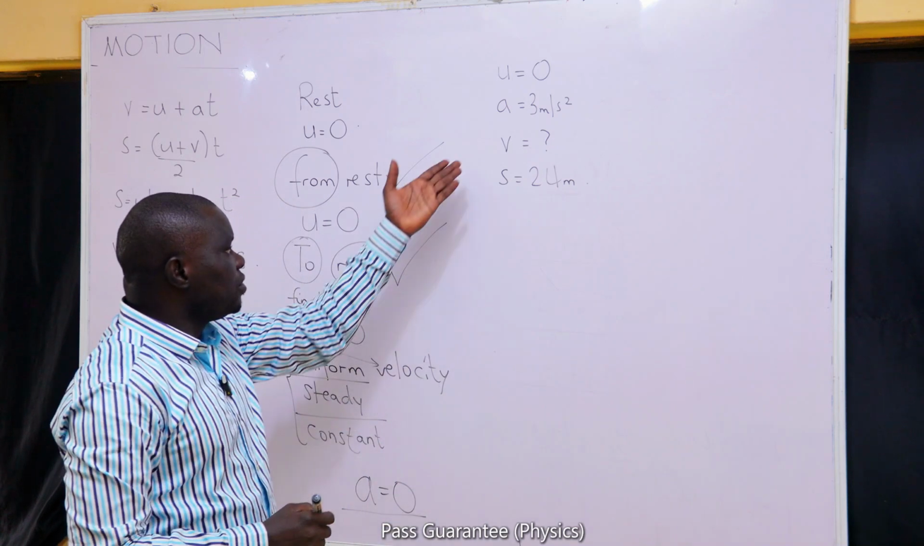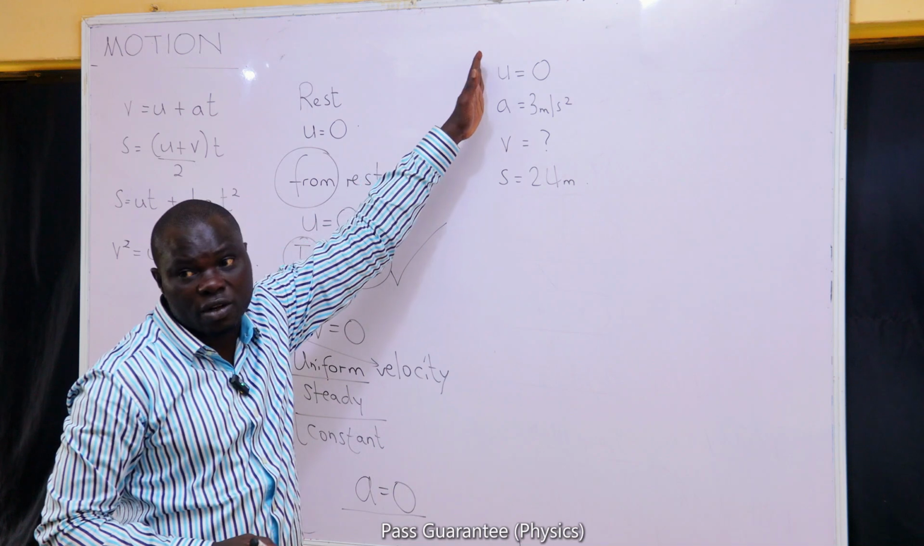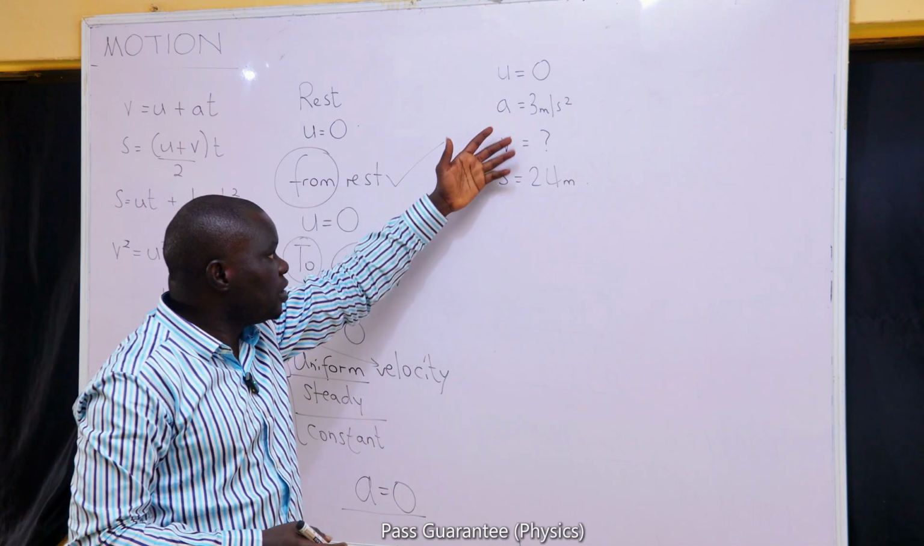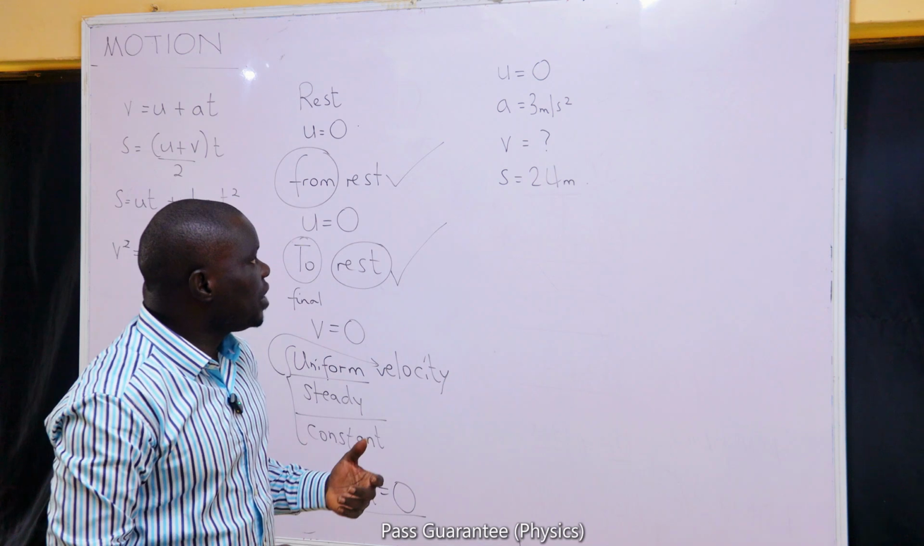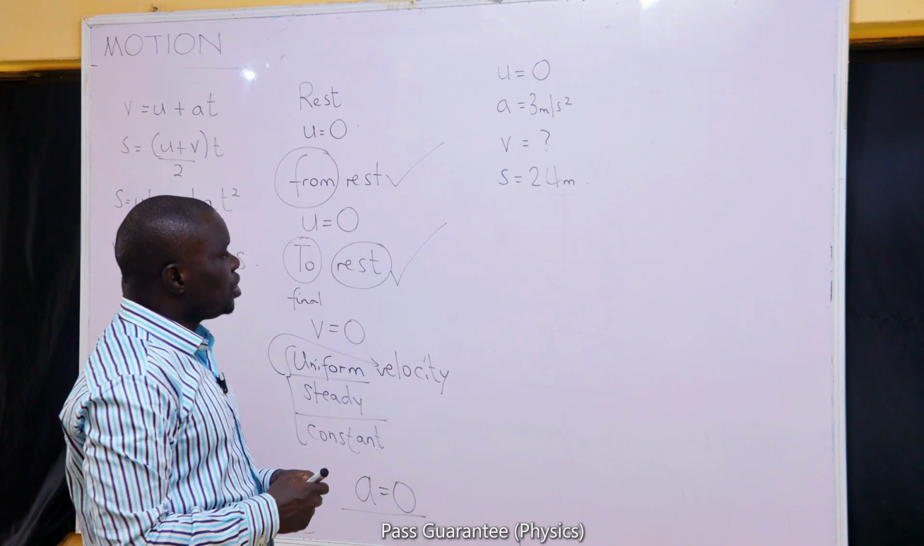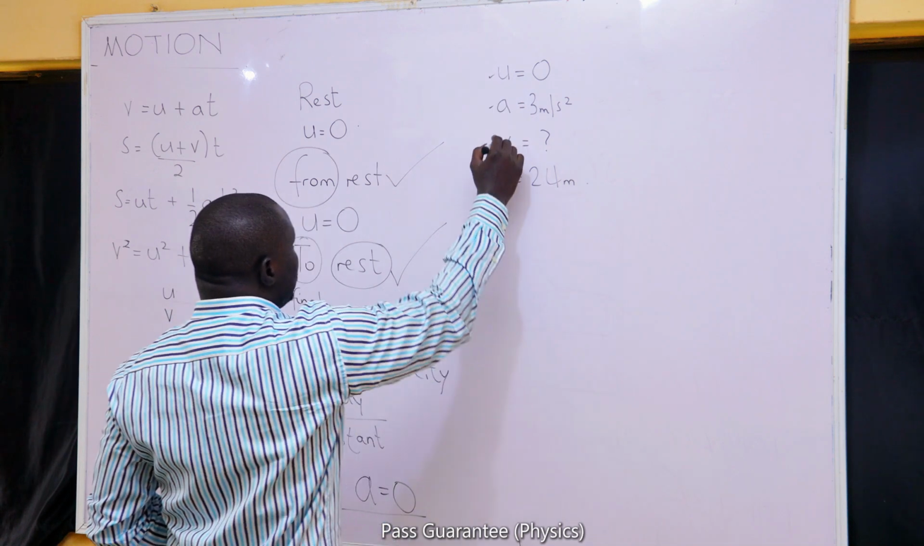Number one, how do I even know that the final velocity is the velocity they want me to find? Because I've been given the only other velocity that we have, that is the initial, to be 0. So the other velocity, if they ask me to find any other velocity, it must be taken to be final. So I can now continue to solve the question. Here I've been given U, A, and S. I want to find V.